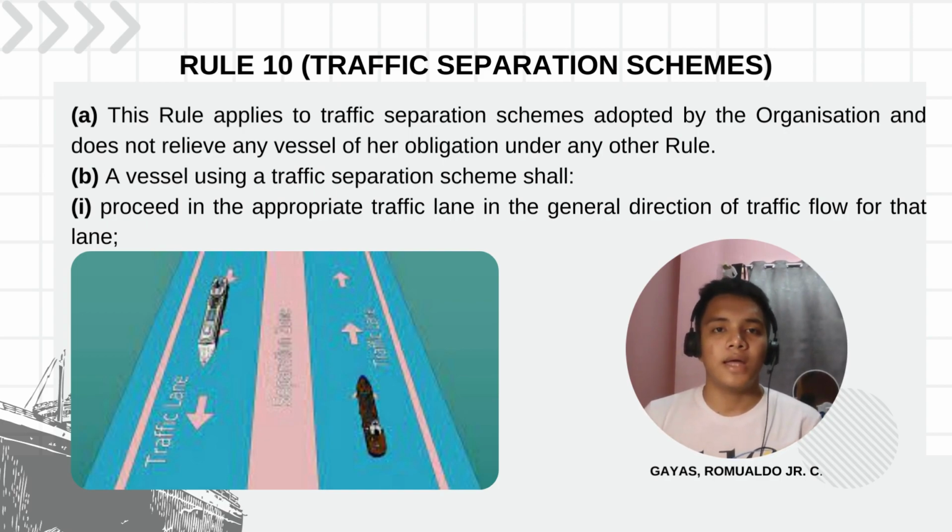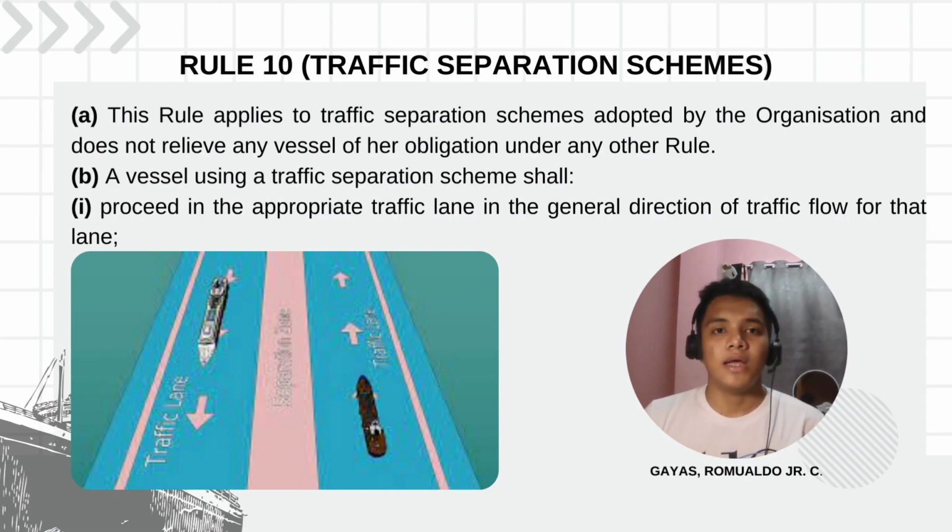So B, on the other hand, a vessel using a traffic separation scheme shall proceed in the appropriate traffic lane in the general direction of traffic flow for that lane. This means that the vessel should navigate within the designated lane of a traffic separation scheme according to the direction in which vessels are expected to travel in that lane. So here's a breakdown.